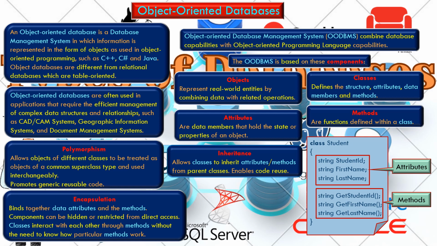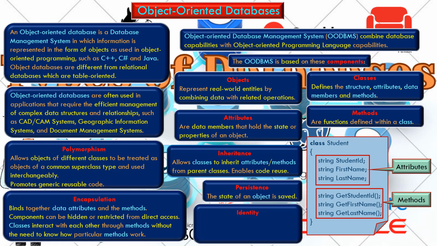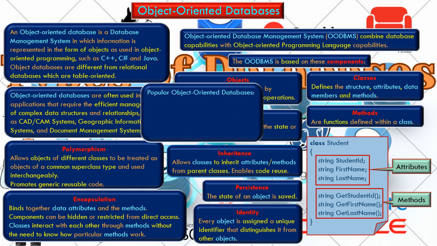Classes interact with each other through methods without the need to know how particular methods work. Persistence is when the state of an object is saved. With identity, every object is assigned a unique identifier that distinguishes it from other objects. Some popular object-oriented databases are Gemstone, IBM DB2, ObjectDB, Object Store, and Wakanda.